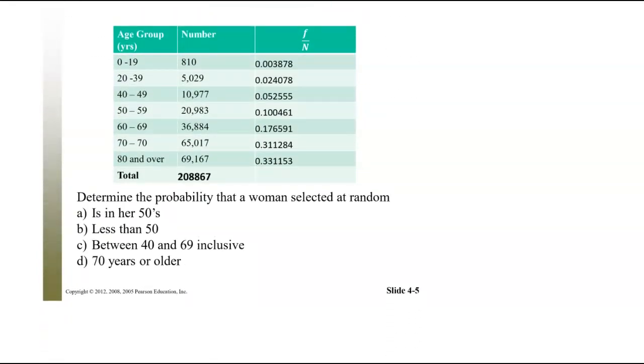Now, I went ahead and calculated all the probabilities, and I got a total of 208,867. So the probability that they are in their 50s would be 20,983 divided by that total. And if you work that out, you will get 0.100461.